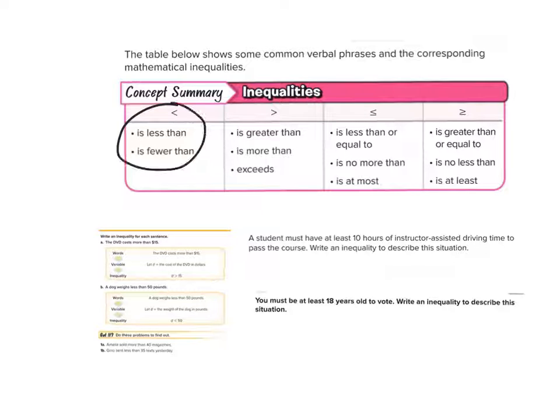Is less than or is fewer than is going to be accompanied by a sign that looks like this. Is greater than, is more than, and exceeds is going to be accompanied by a sign like this. Is less than or equal to, is no more than, and is at most is a less than or equal to sign. Notice how we have a half of an equal sign underneath. We say this as less than or equal to.